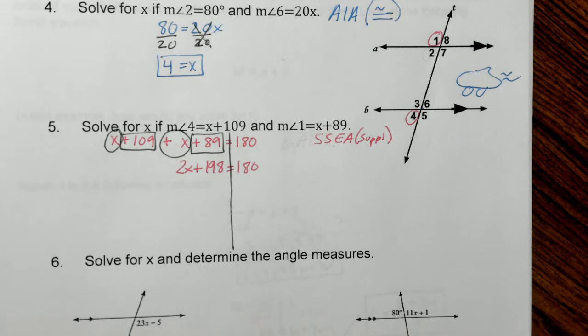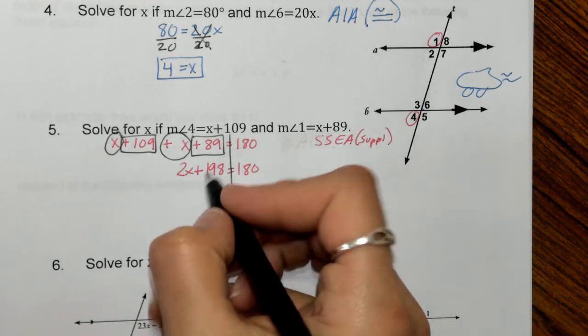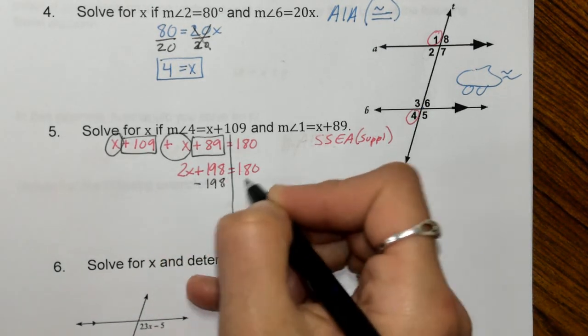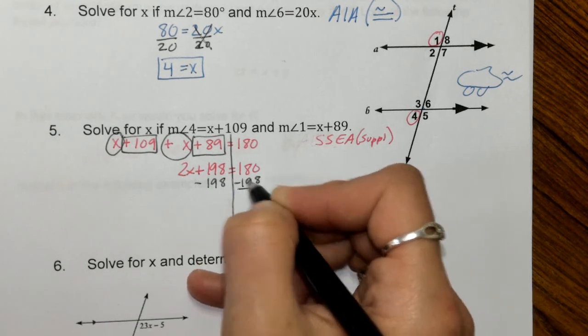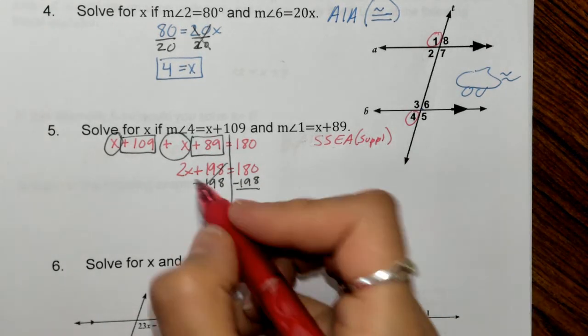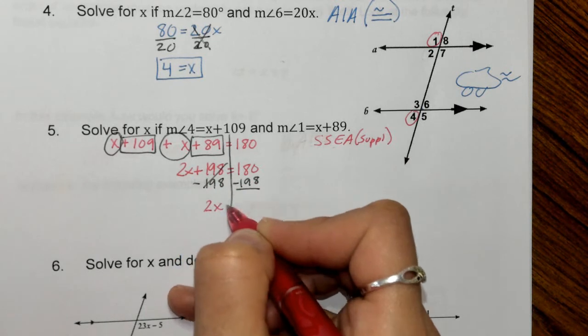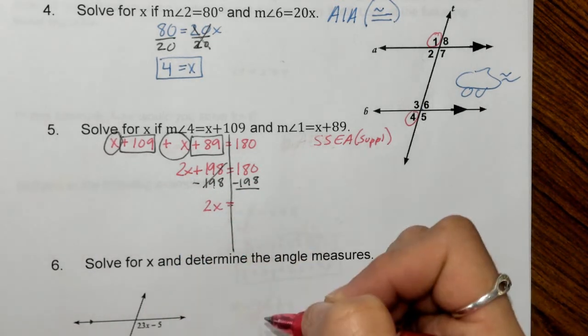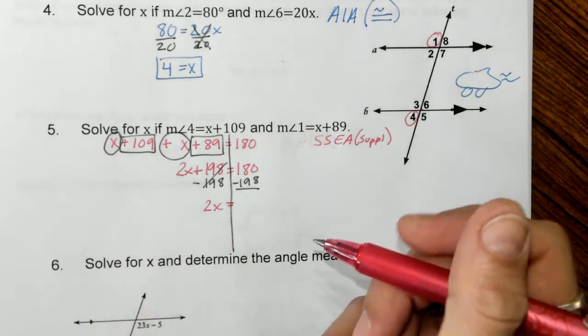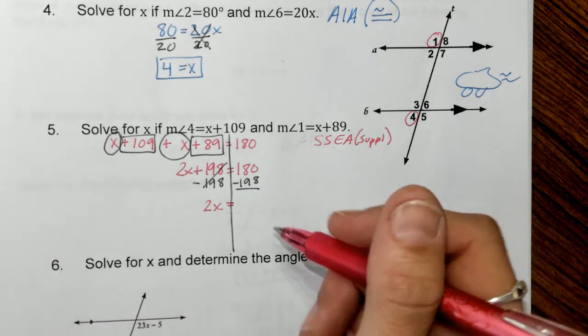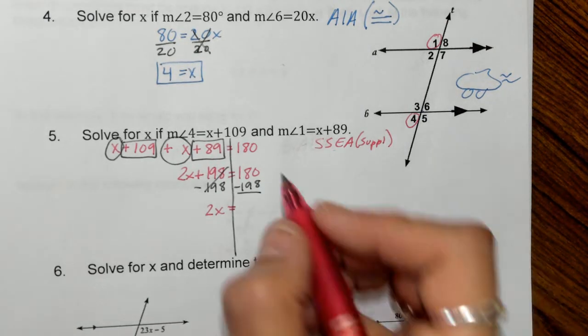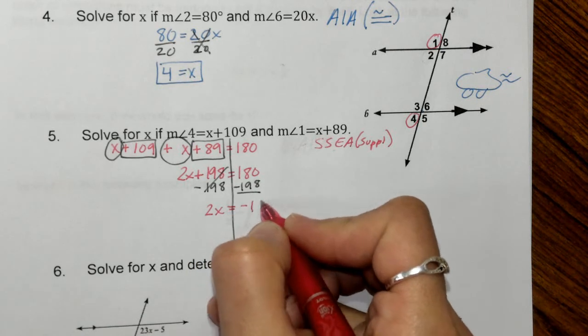We're going to get rid of that 198, get it away from the x, so we're going to subtract 198, and we're going to notice something happens on the right-hand side. That's okay. Let's bring down that 2x, and let's go ahead and do that math. 180 minus 198, we're subtracting a bigger number, meaning we're going to end up with a negative, and that's fine. When we subtract that, we're going to wind up with a negative 18.